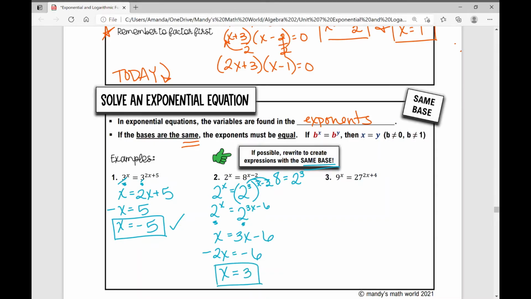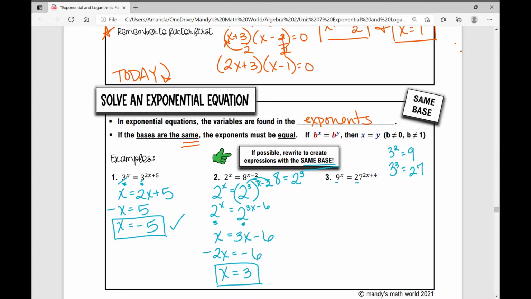And problem number 3 is the most difficult in this section of the notes because at first glance I cannot change the number 27 to have a base of 9. However, I can actually change both 9 and 27 to have a base of 3 because 3 squared is 9 and 3 cubed is 27. So I could actually change both sides of my equal sign, so the expression on both sides.